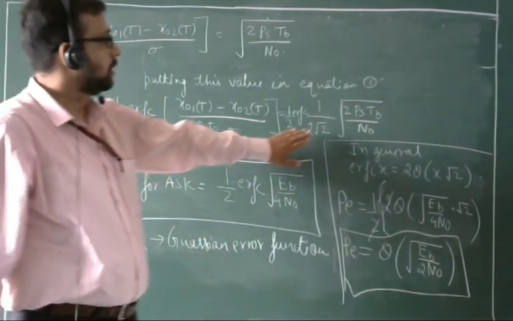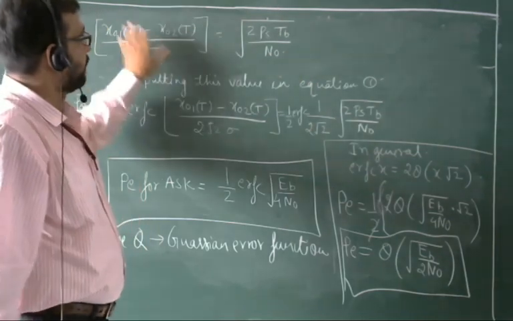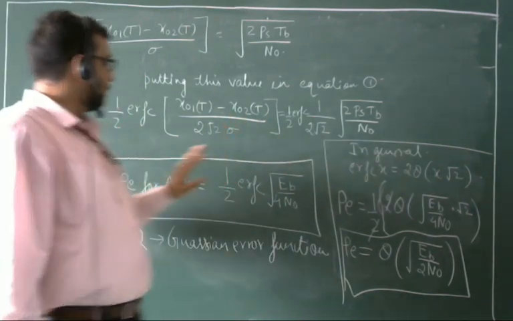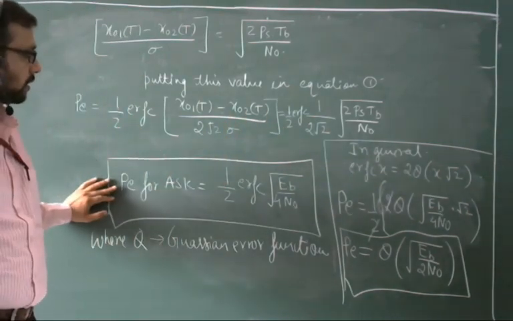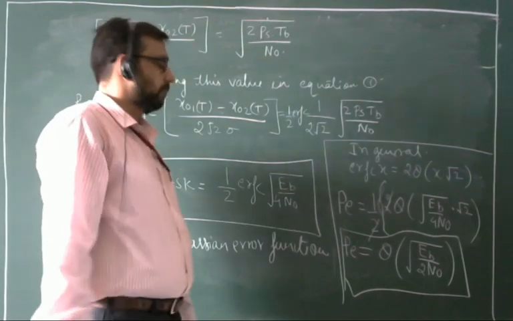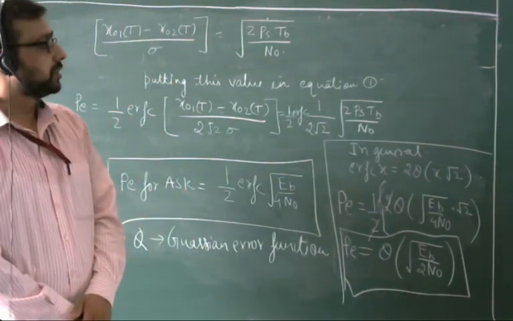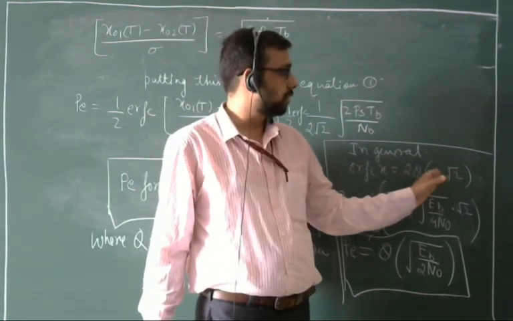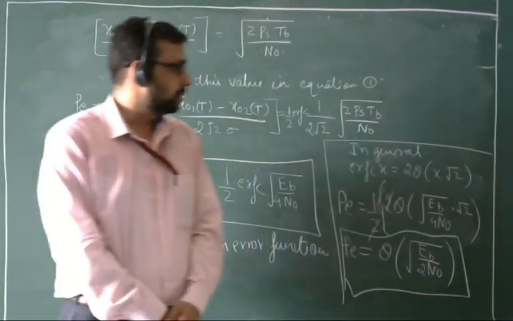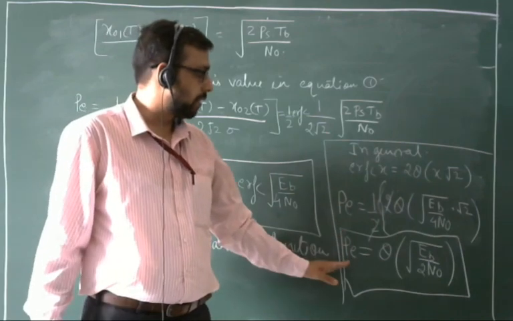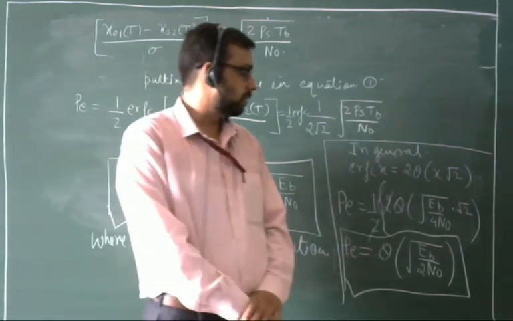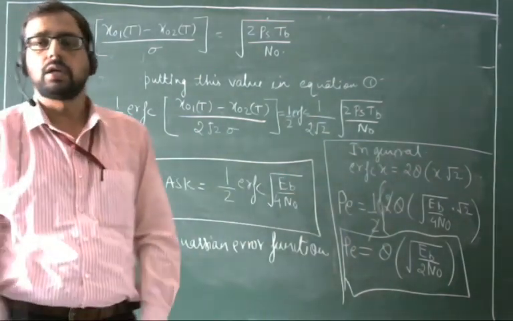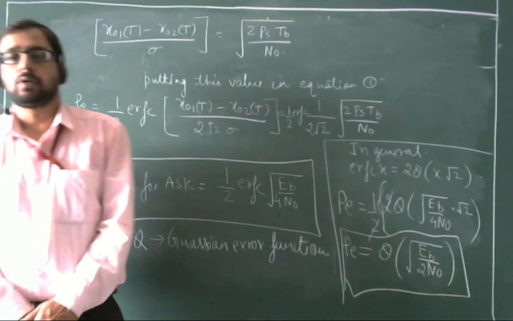Finally we get this one, and we place the value of this quantity in equation number 1, and finally we get the probability of error for ASK equal to half error function under root Eb upon 4 N naught. Now, in general, the error function x is equal to 2Q x under root 2, and simply using this formula, we finally get the formula Pe is equal to Q under root Eb upon 2 N naught, where Q is the Gaussian error function. Okay. Now, this is all about today's topic. Okay. Thank you.